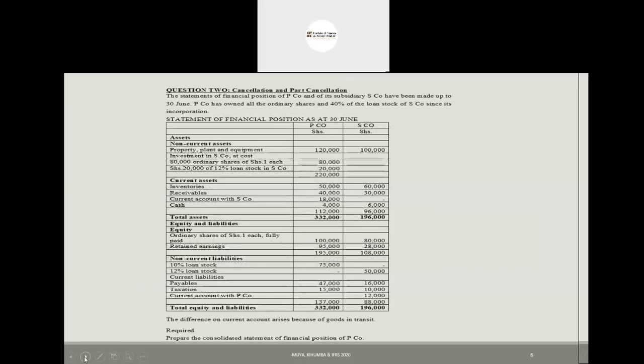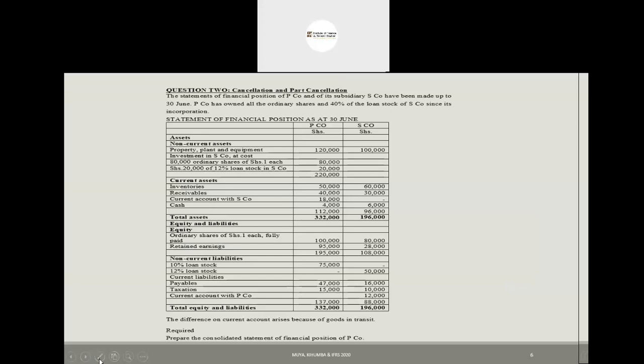Please take a minute and look at this question. The key thing to note is that P owned all the ordinary shares in S and 40% of the loan stock since its incorporation.